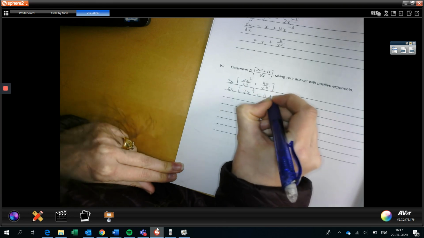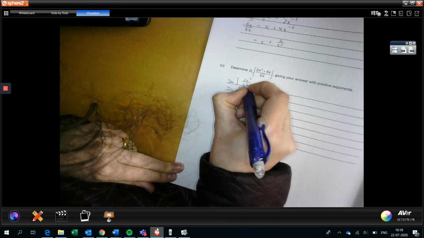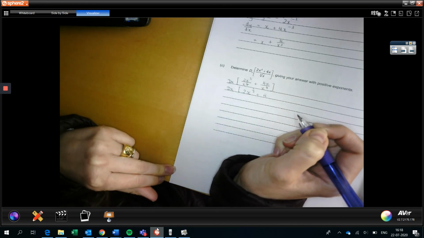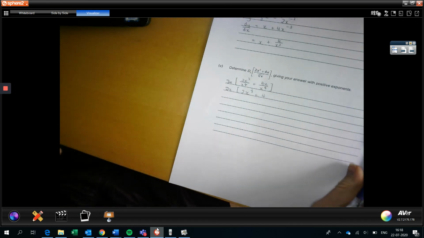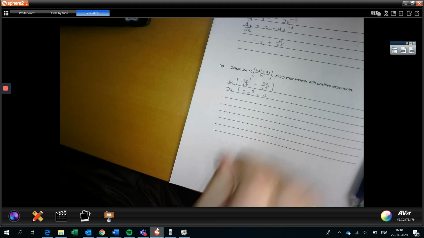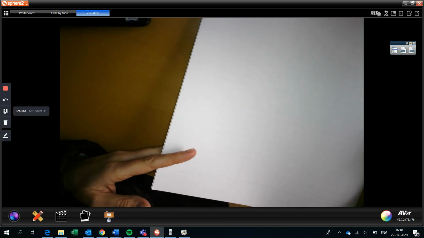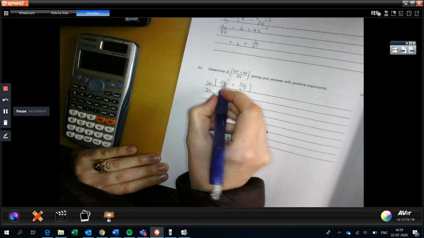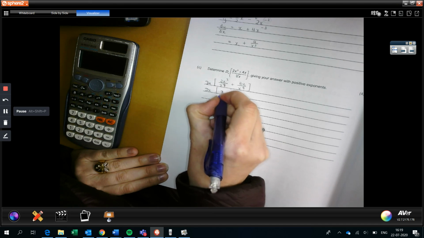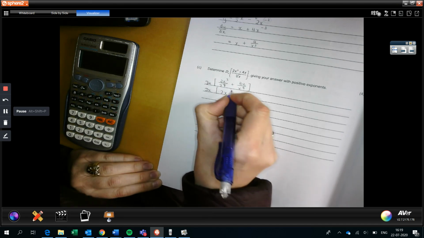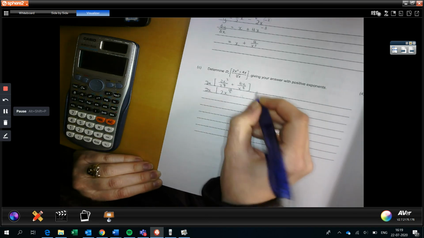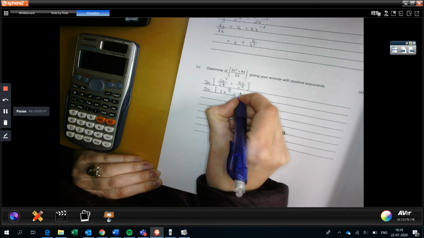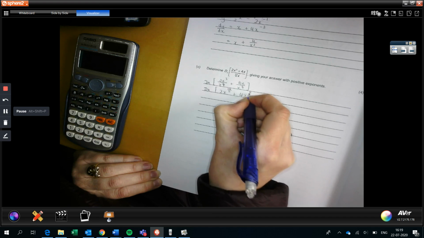Plus 4. Oh, sorry, that's 1/5. I thought it was 1/3. I can't even read my own handwriting. Okay, so 3 minus 1. Let's try that part again. Okay, sorry about that. So it's 2x, and it's 3 minus 1/5, which gives me 14 over 5. Okay, you can use your calculator to work that out. And then we've got plus 4x to the 4/5.